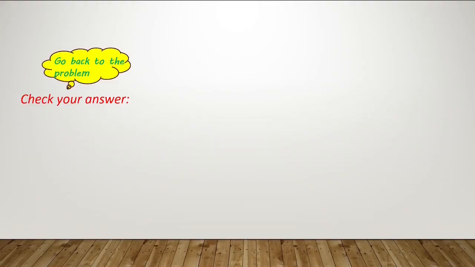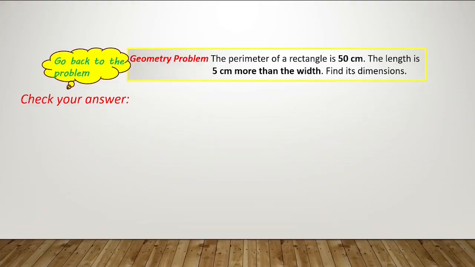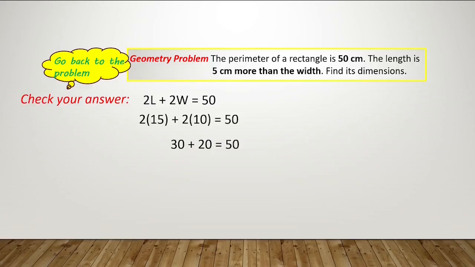Okay, let us check our answer. Let's see if the perimeter will be 50 cm if the length is 15 and the width is 10 cm. So it is correct. It is equivalent to 50 cm. So the answers are correct. The length is 15 cm and the width is 10 cm.